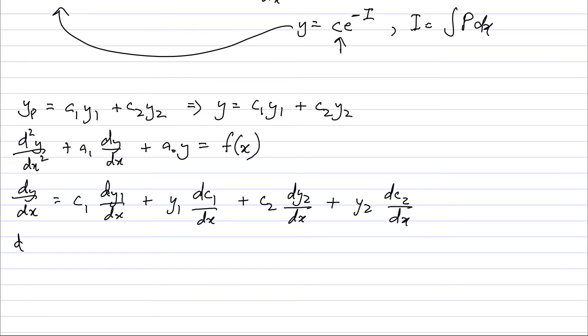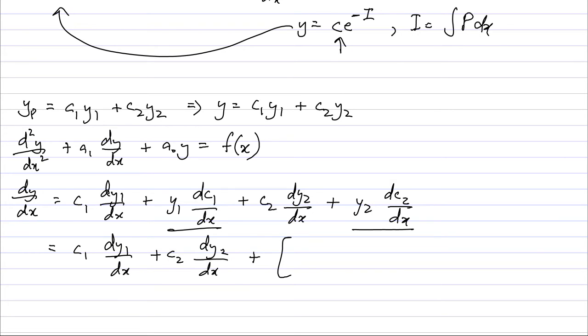But before doing that, stop and look at this. You essentially have dc1 by dx this term plus this term, and you can group these terms. So you have over here this term, and this term: y1 dc1 by dx plus y2 dc2 by dx.